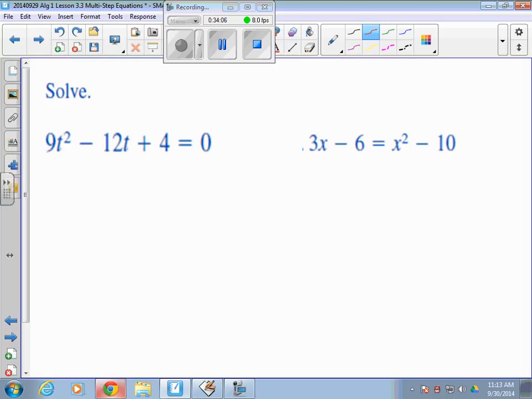Okay, take a minute and do these two real quick. Remember the difference of perfect squares and perfect trinomials for these. Make them equal to 0.